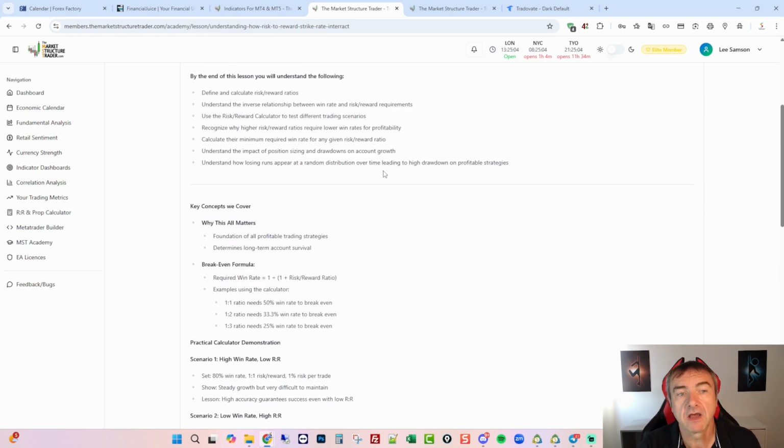We're going to look at how to recognize why higher risk reward ratios require much lower win rates. So if you have a strategy which doesn't actually win very often, it doesn't mean it's not profitable. It means it just needs a slightly higher risk reward ratio to generate that profit for you. We're going to look at how to calculate the minimum required win rate for any given risk reward ratio.